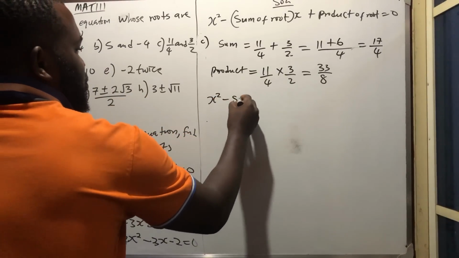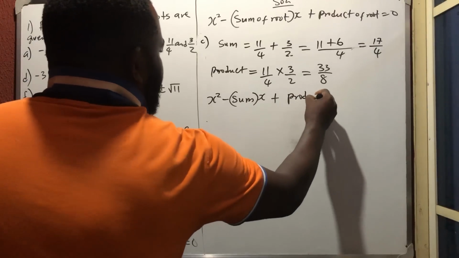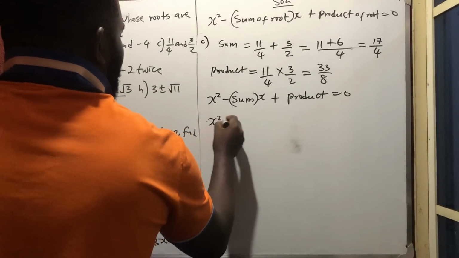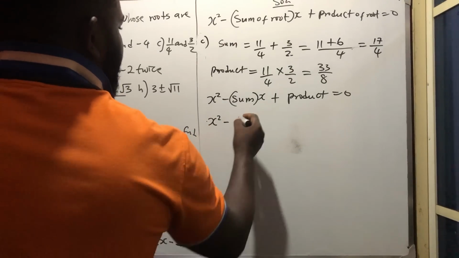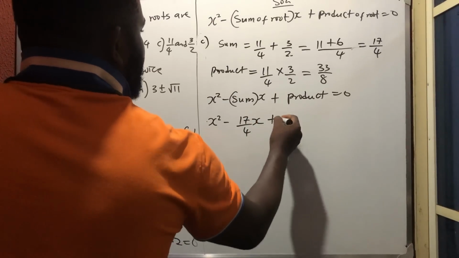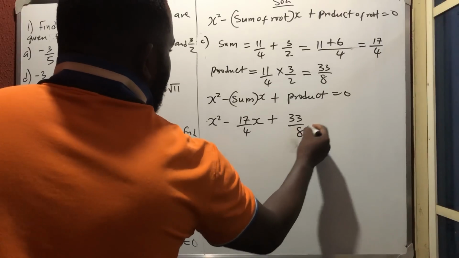x squared minus sum, I'll put x plus product is equal to 0. So what do we have now? We're having x squared minus, what is the sum? The sum is 17 over 4. I'll put my x plus the product is what? 33 over 8 is equal to 0.